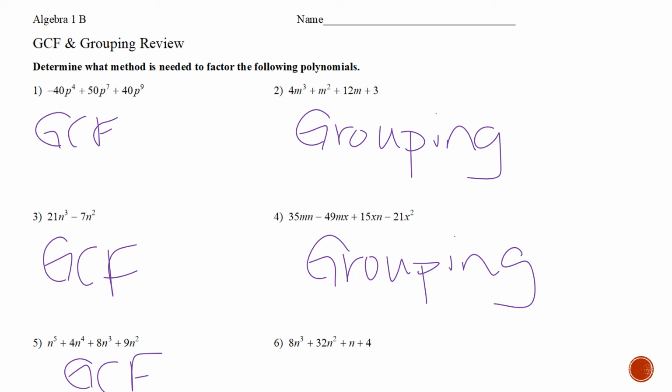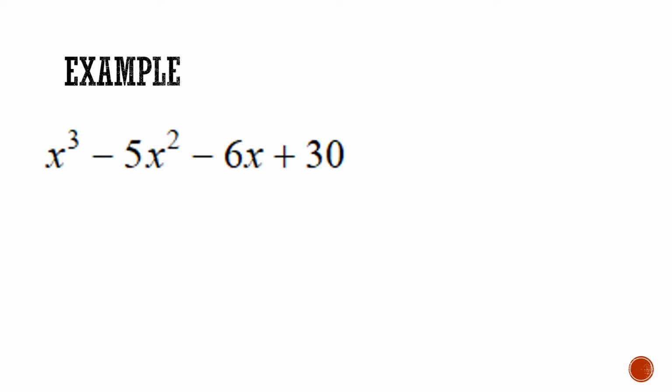And number 6, they don't all share a variable. Let's see, the n only has a number of 1 there, so they don't have any numbers in common either. So that one, because there are 4 terms and no GCF, would be grouping. All right, so now what I am going to do is talk through which method I would use, and then also go ahead and show how to factor that with a few examples here.